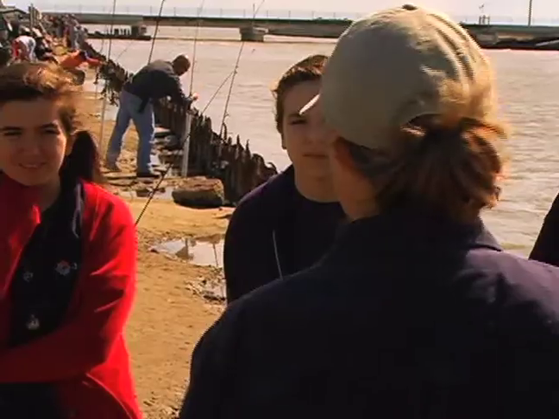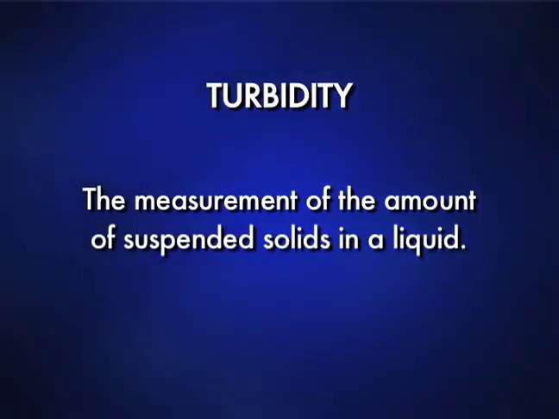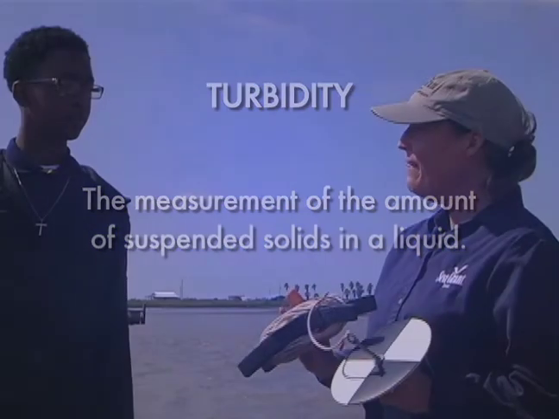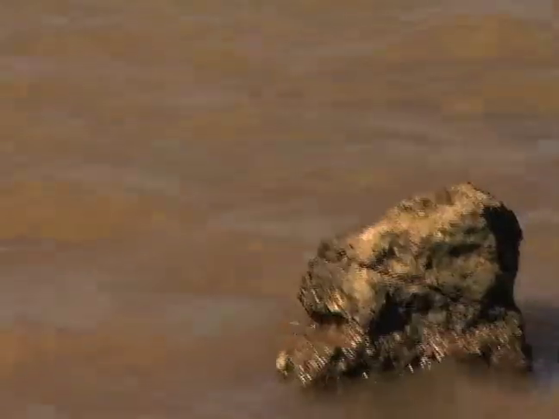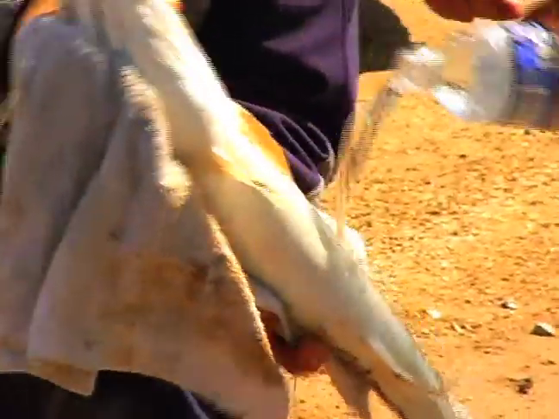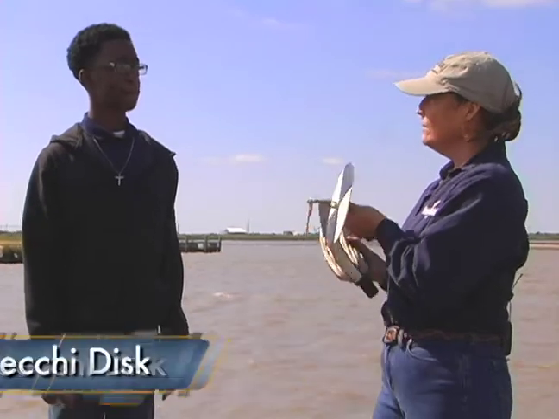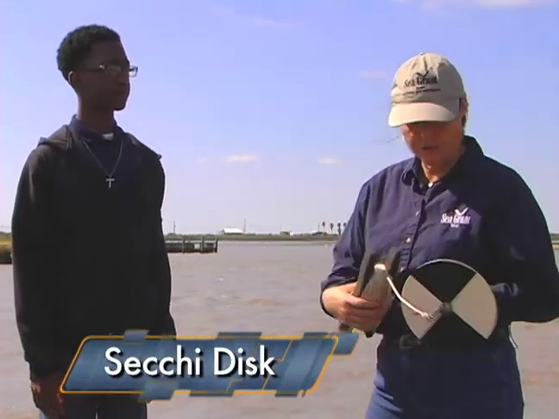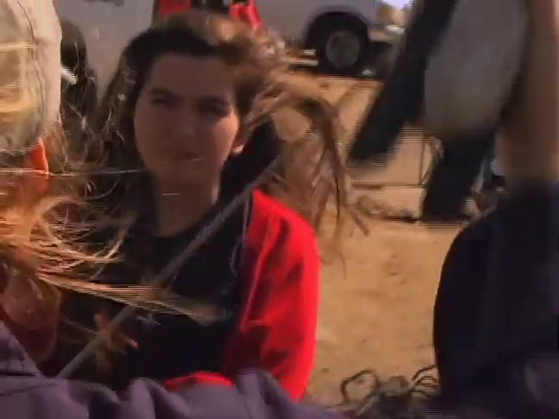The first thing we're going to measure is turbidity. Turbidity is the amount of suspended solids in the water. That's the stuff that makes the water cloudy. I don't want to use the term dirty, okay? But it is cloudy. So it's mud and organic material, could be fish larvae, all those little things in the water. And we use this instrument to measure that.